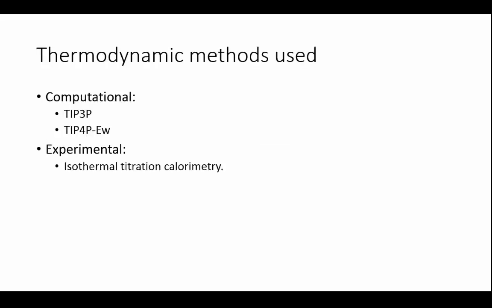The computational route for the thermodynamics involves 2 TIP models, the TIP3P and the TIP4P as discussed in the introduction, and the experimental route was the isothermal titration calorimetry. I would like to point out at this point that the paper makes no reference to the temperatures the experiments were run at.